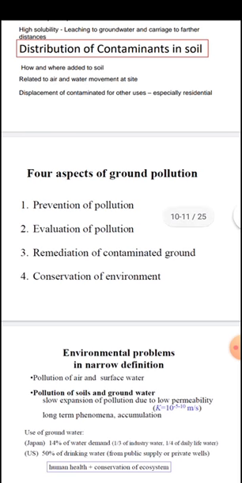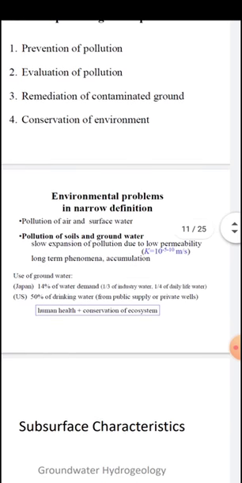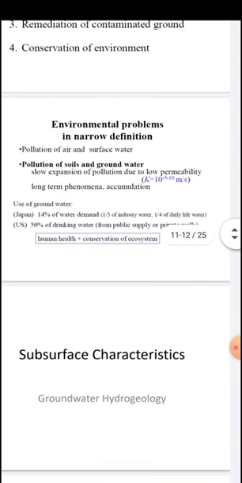So as far as groundwater pollution is concerned, we will be dealing with four types. So prevention of pollution, evaluation of pollution, that is the analysis and assessment, then remediation approach for the contaminated groundwaters, and then its rehabilitation, then its conservation, how we can restore the medium, how we can restore the water resource back to its original state. Then we have some environmental problems in narrow definition.